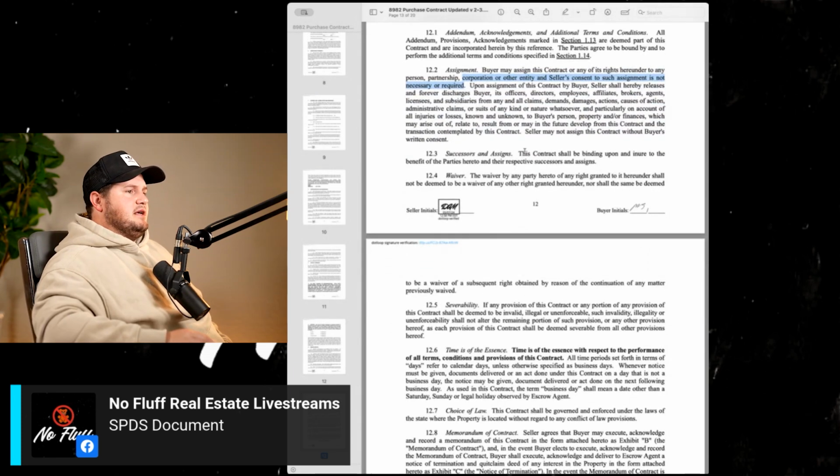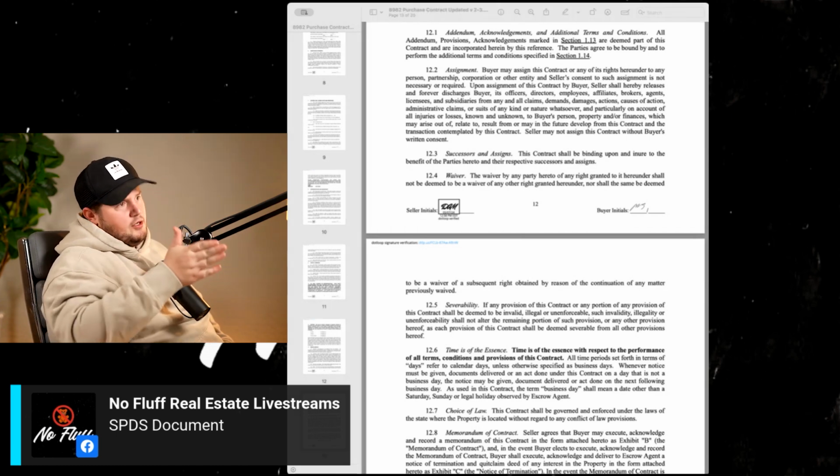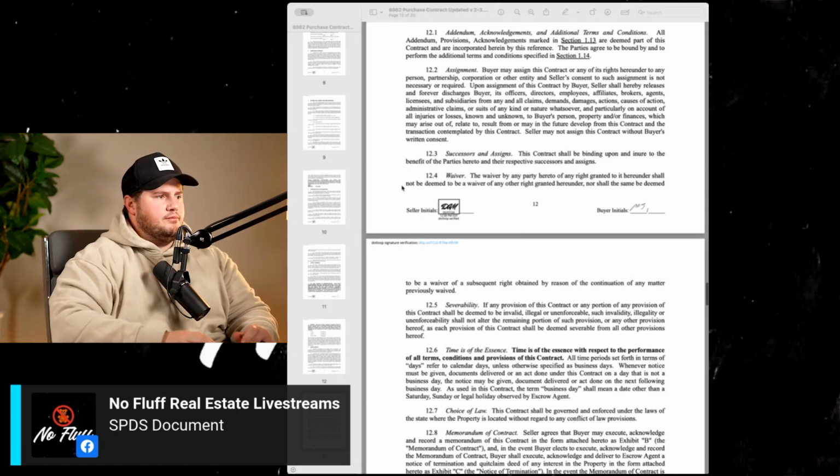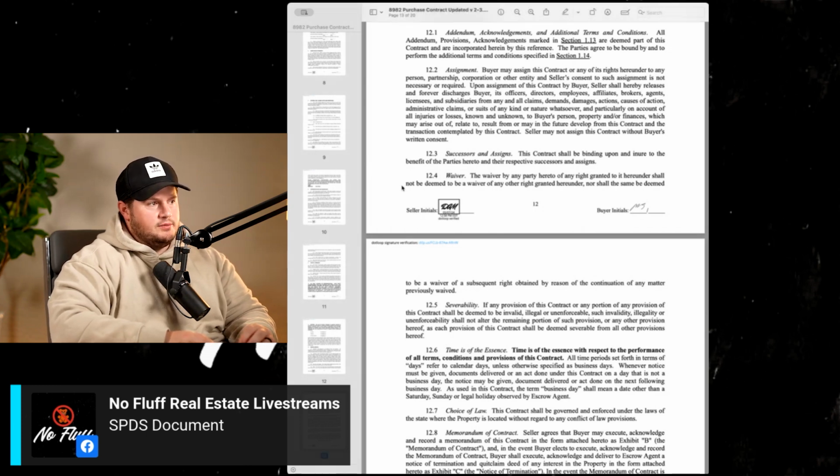Successors and assigns. The contract shall be binding upon and inure to the benefit of the parties hereto and their respective successors and assigns. So whoever I assign this to is responsible to the contract that I have signed here with the seller. Okay. They're not adding any additional terms. Just what is in writing is what they are responsible to.